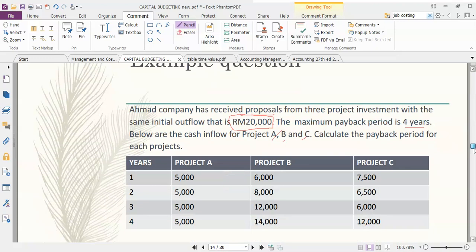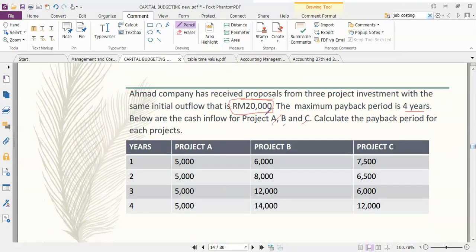Calculate the payback period for each project. Okay, kita nak calculate Project A payback period, PBP. Kalau kita nak buat yang Project A dulu, if you look at Project A, every year dia punya cash inflow setiap tahun masuk 5,000, 5,000, 5,000, 5,000. Initial outflow dia ataupun initial project cost dia 20,000. So macam mana kita nak calculate payback period for project A?